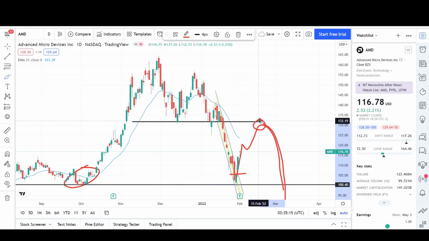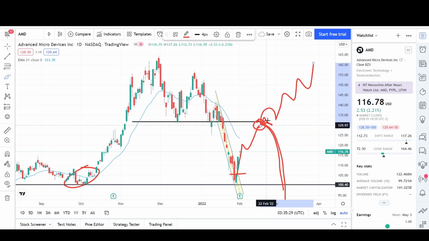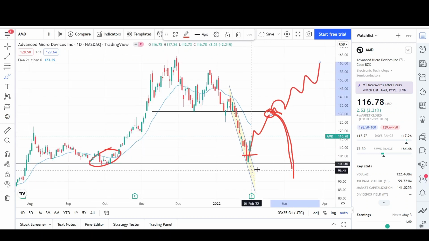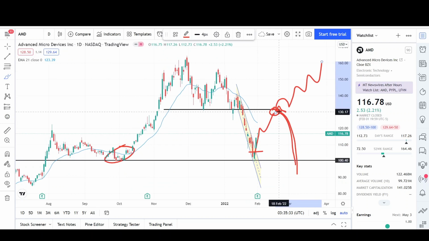If we come back up to the 132 level, 130 level, and we get some type of acceptance, or basically some type of consolidation, then there's a possibility that we might bust through that level, find some type of support, and continue higher from there. So it's just a waiting game until we get there. But as of right now, I'm leaning towards the bearish side unless the market changes.